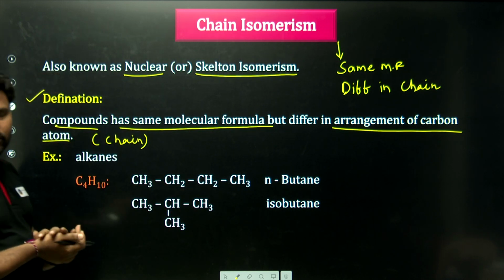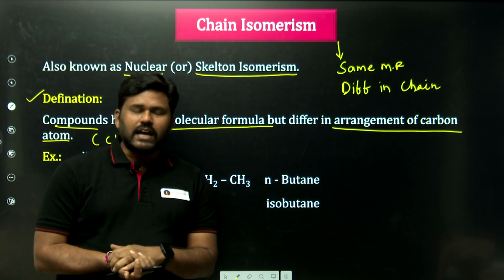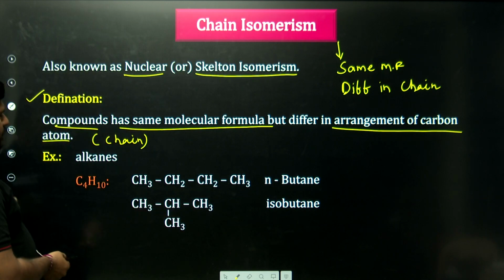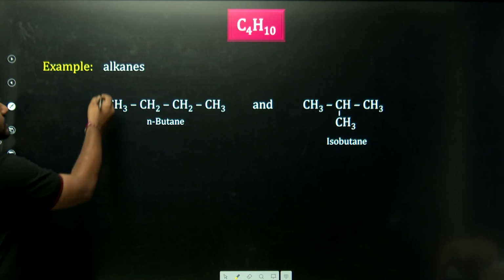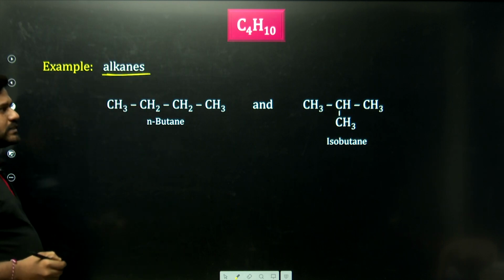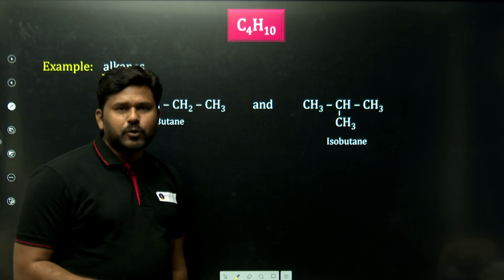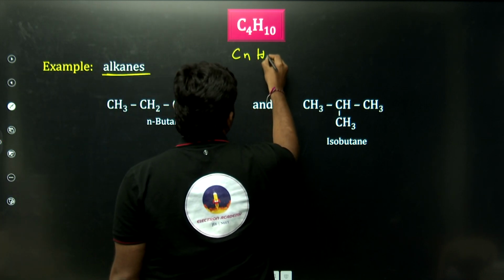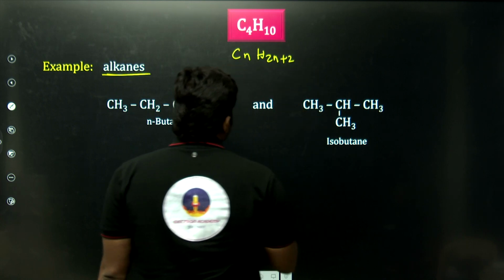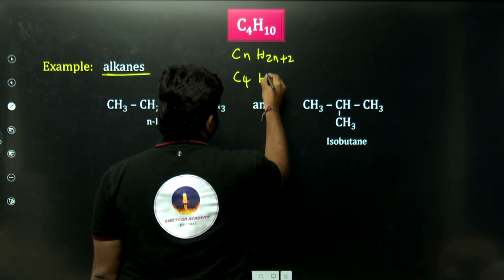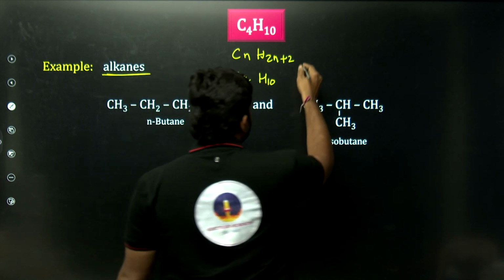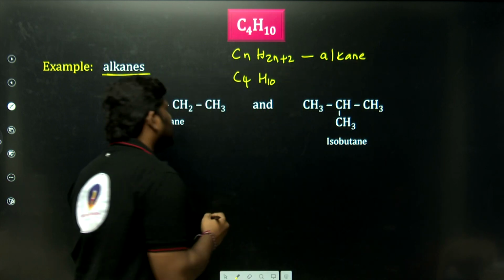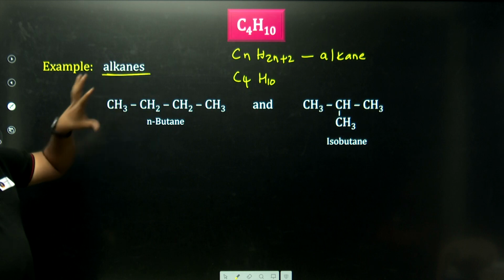Right. Sir, example: what compounds will exhibit chain isomerism? We can observe it in alkanes. We first have to check alkanes. For example, I am taking the formula C4H10. It is in the form CnH2n+2. This is called an alkane.